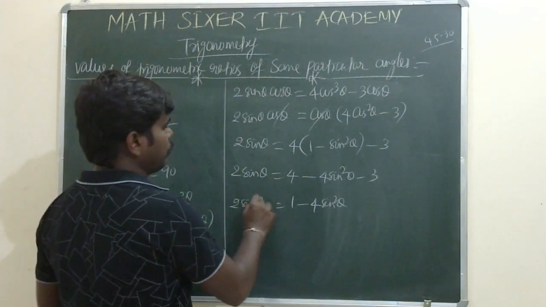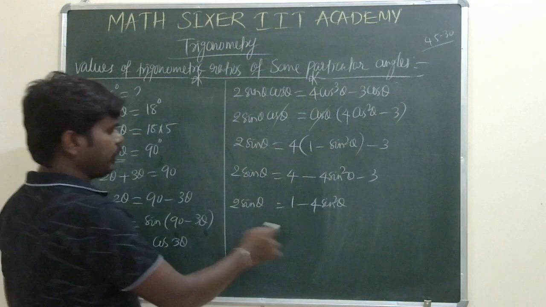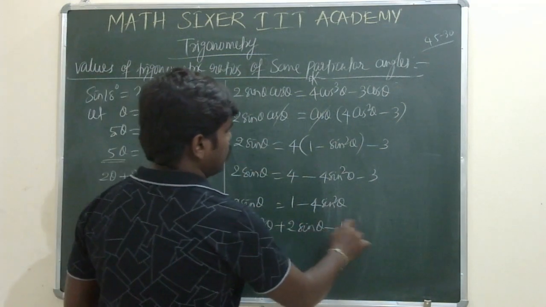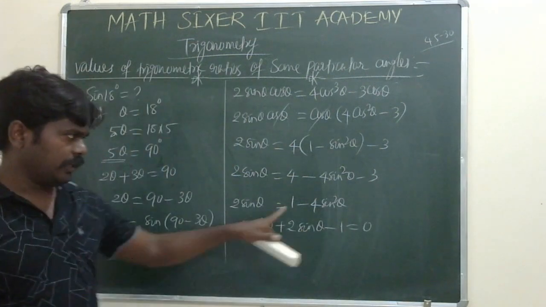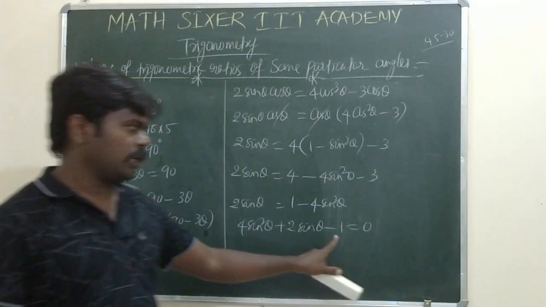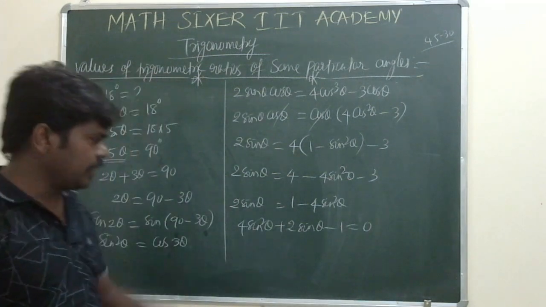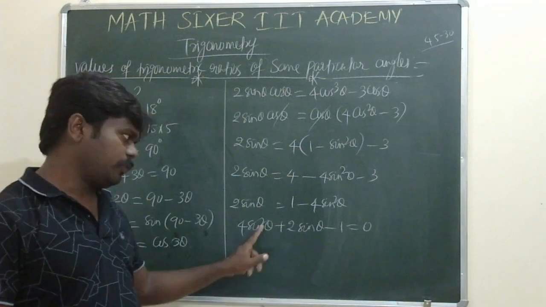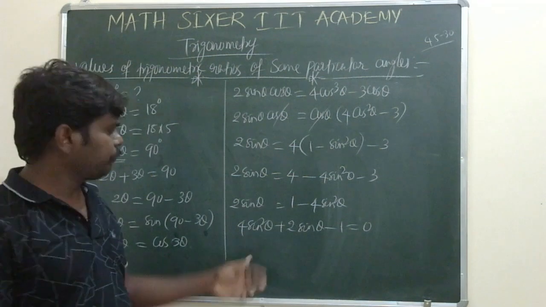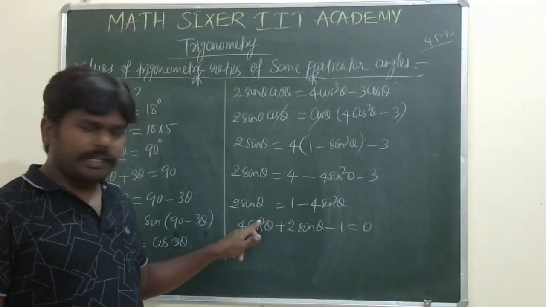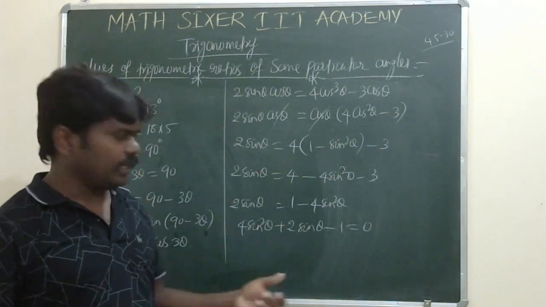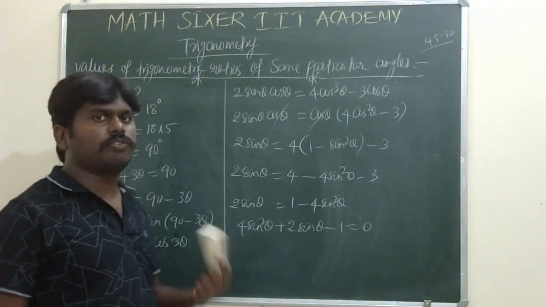So when you arrange everything, you will get 4 sin square theta plus 2 sin theta minus 1. Simply what I did is I have taken all these terms to the LHS side. So here I have got 4 sin square theta plus 2 sin theta minus 1 is equal to 0. So this is a quadratic equation of degree 2. This is a polynomial, or you can say it is a trigonometric equation actually. So here the degree of this is 2. So hence you can treat this as a quadratic equation in terms of sin theta, and you can use the quadratic formula.